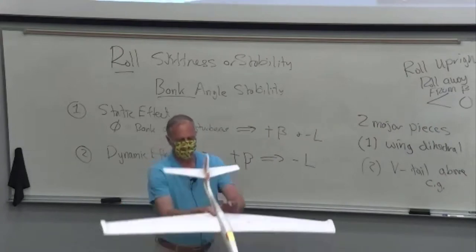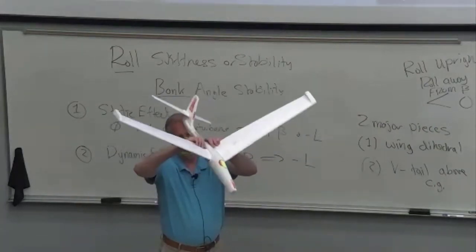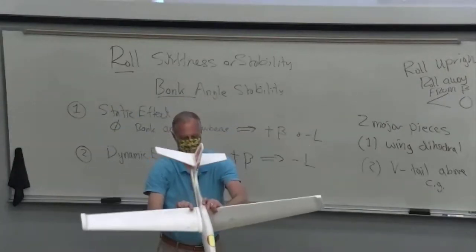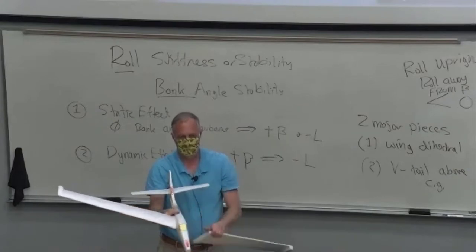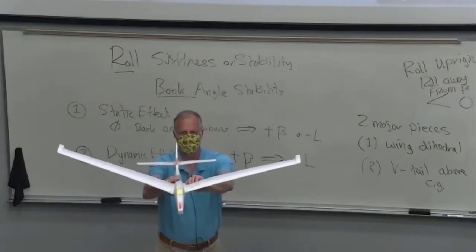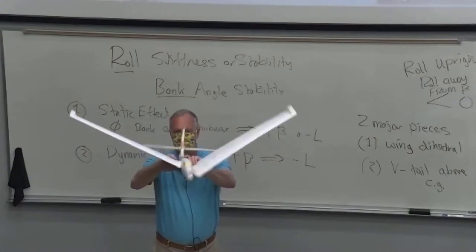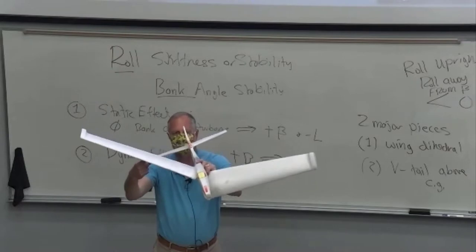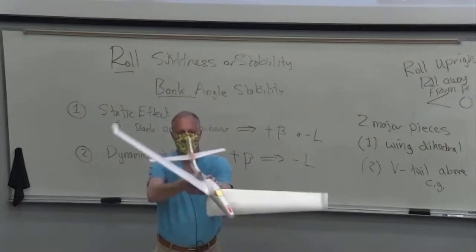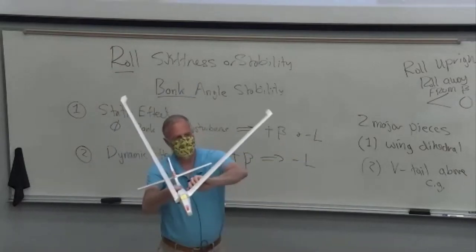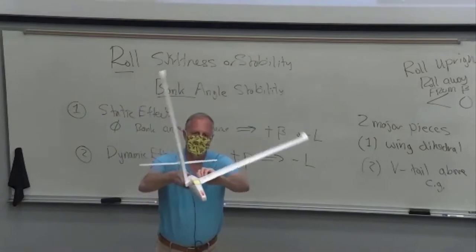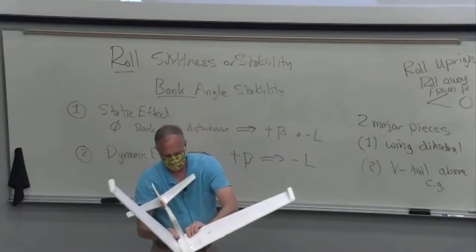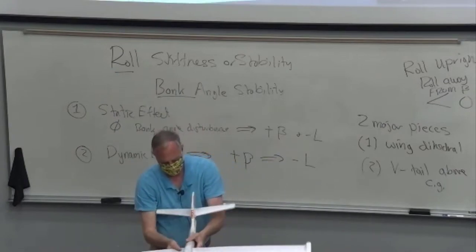So wing dihedral is an angle of the wing that makes it not straight across. And you see that in some airplanes, right? You have wings like that. And so if you look at that, wind coming in from the side is going to push up on this wing and bank it that way. And wind coming in from the side is going to push down on the other wing and cause it to bank away from the side slip. So the wing dihedral effect is actually the biggest one.